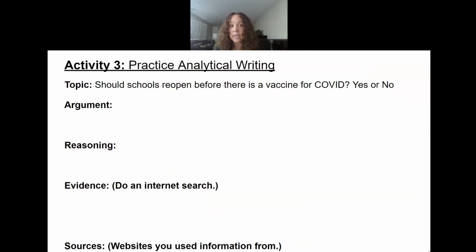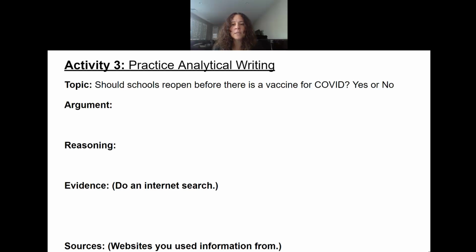This is activity number 3. It says practice analytical writing. And the topic is, should schools reopen before there is a vaccine for COVID? Yes or no? So you're going to make an argument, and it can't be both yes and no. It can't be, oh, they're both good answers. No, you have to pick one or the other.